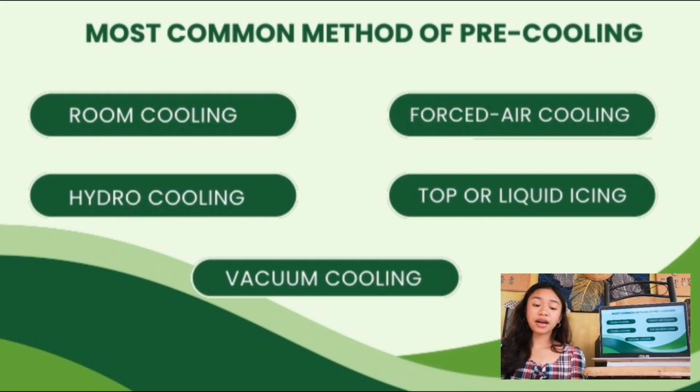Last method is vacuum cooling, where you put crops in a sealed chamber and remove the air. It makes water inside the crop evaporate and cools it down in 20 to 30 minutes. It is very fast but expensive, and this is best for crops like mushrooms, lettuce, and cabbage.